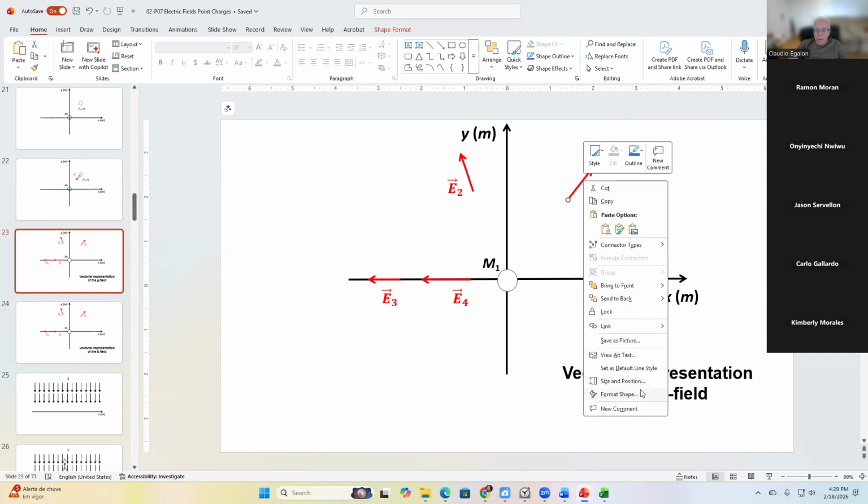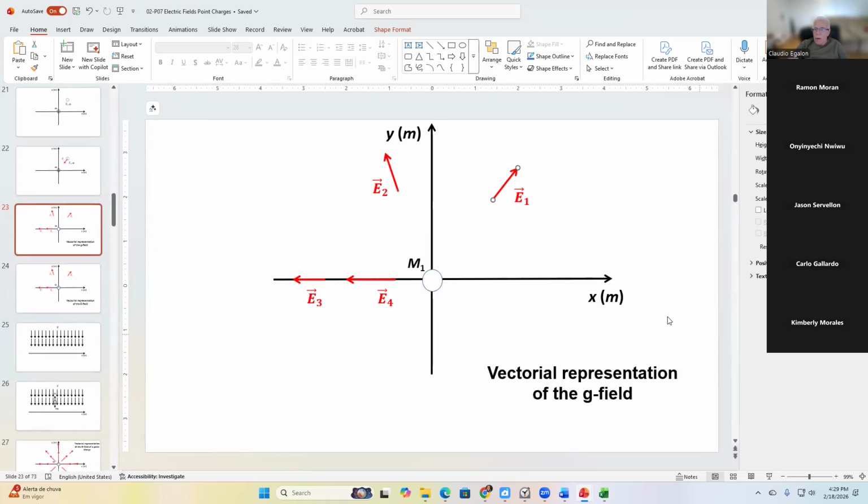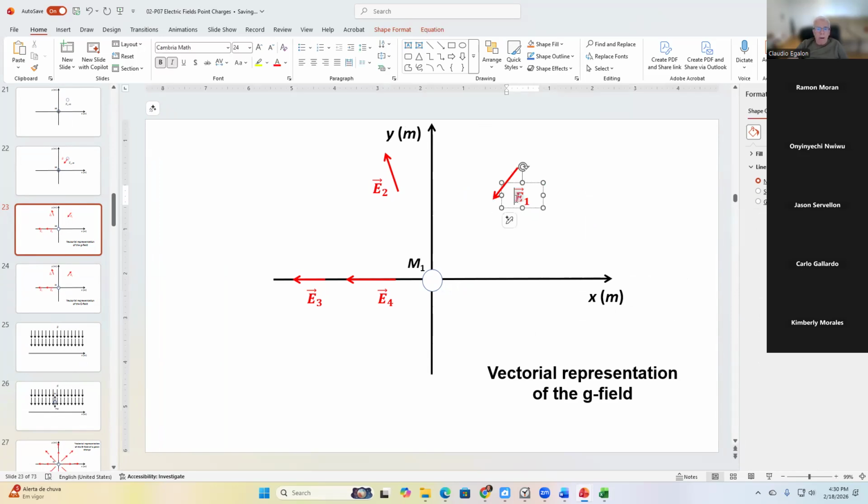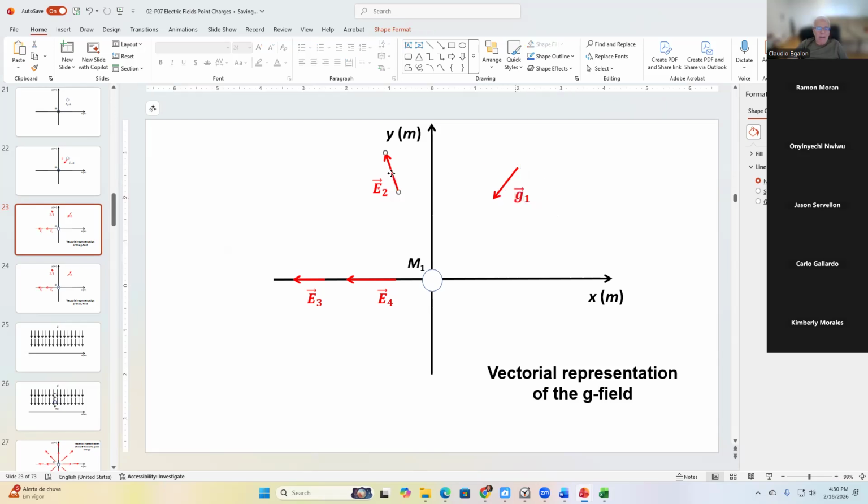All I have to do is change the direction of my field. Yeah. And this one here. Okay. And I'm not going to name it E1. I'm going to name it G1. Make sense? Okay. Here I do the same thing.